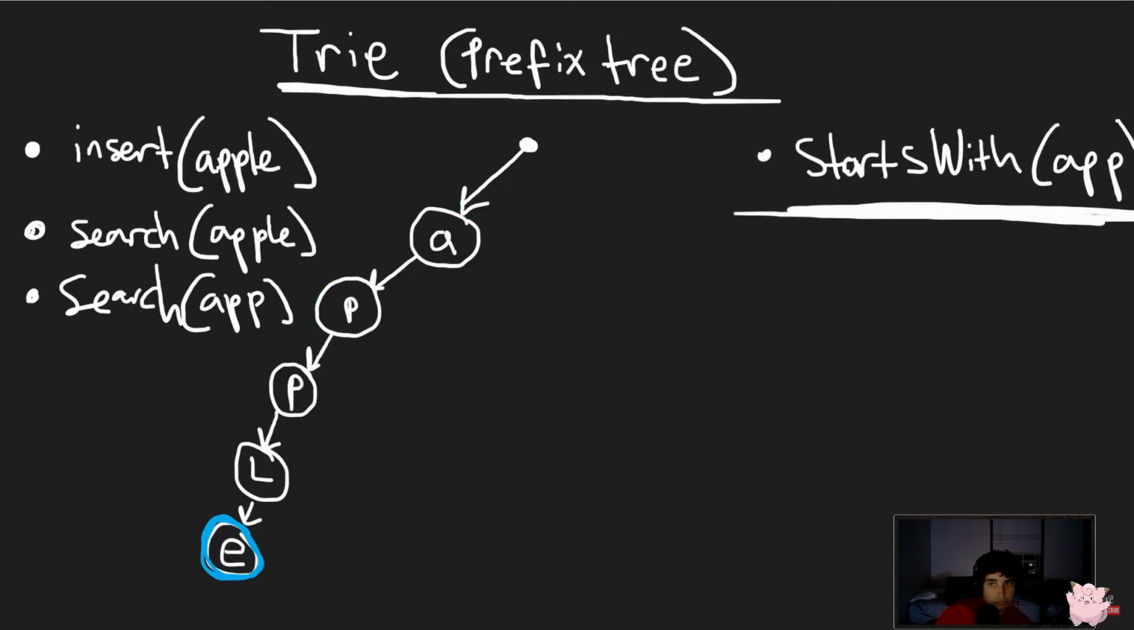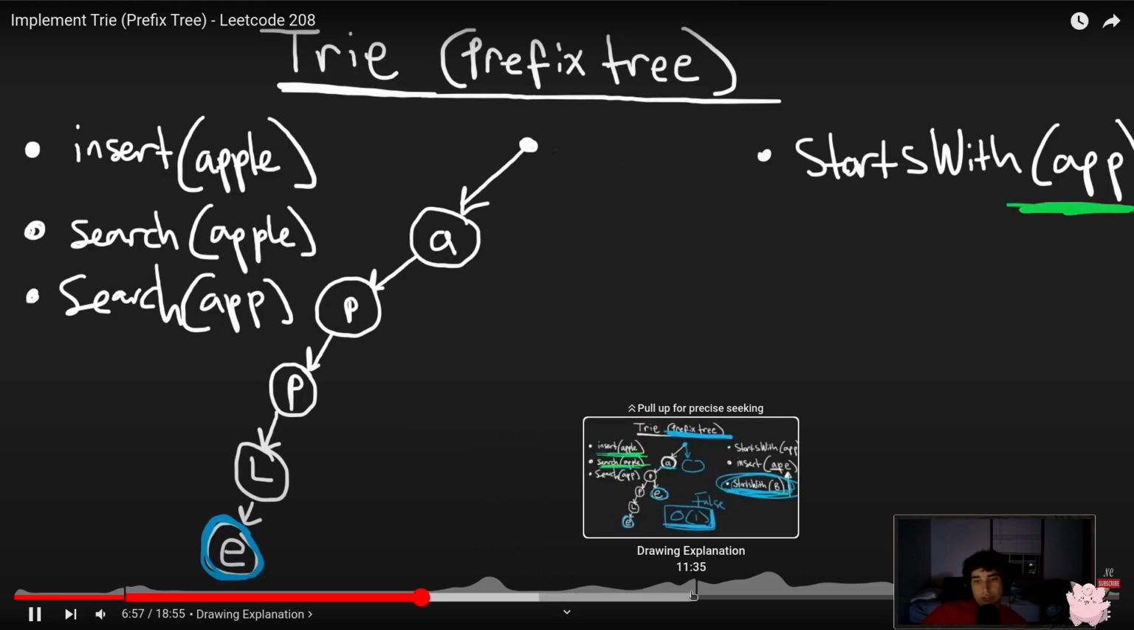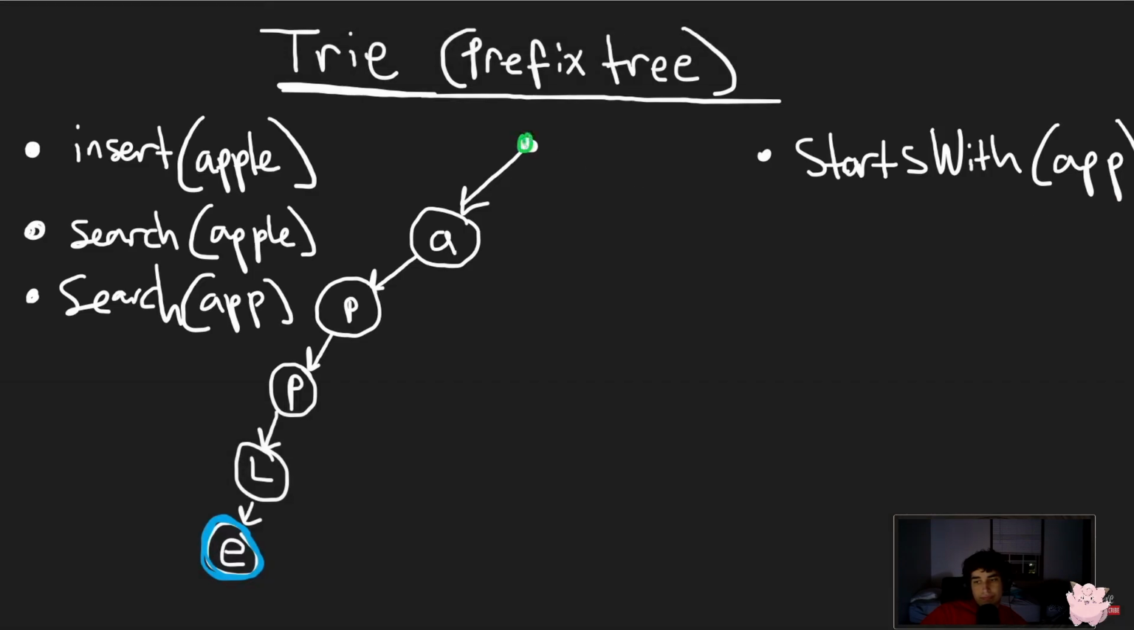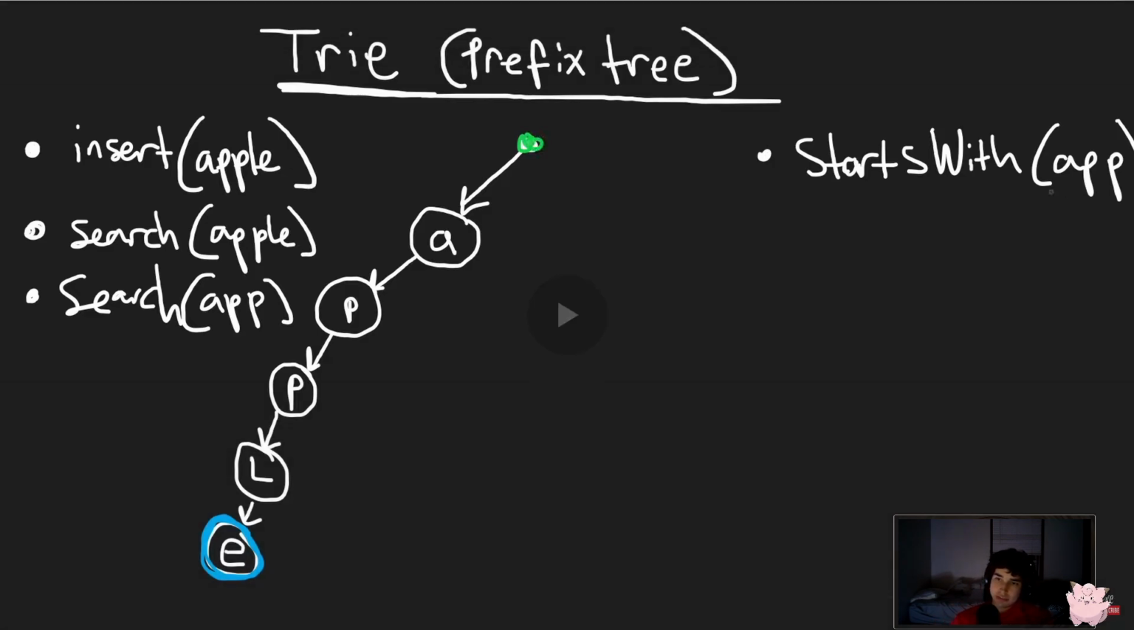Next, let's run another function on our tree or trie. We're going to check, does a word start with app? This makes sense. How can we check if a word starts with app? Well, we're basically running the exact same thing that we've done, right? We're starting at the root, checking character by character. So all three of these functions are pretty similar, right? We're checking character by character for all of them.